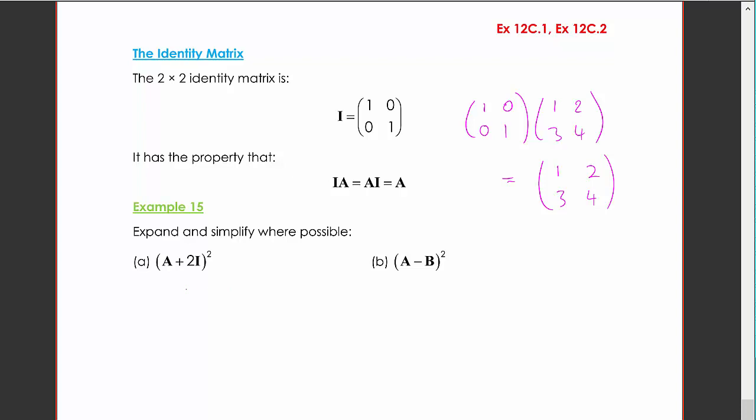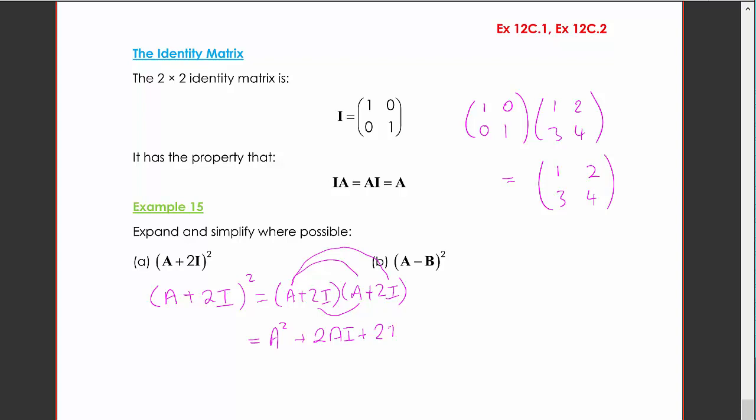Now we've got a couple of expressions here. So we've got A plus 2I squared. So remember that that means A plus 2I, A plus 2I. And we're going to expand this in a normal sort of way. So we'll get A squared. Then doing this, we'll get 2AI. With this one, we'll get 2IA.